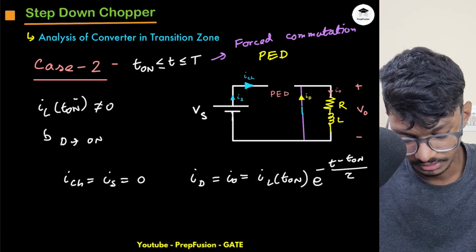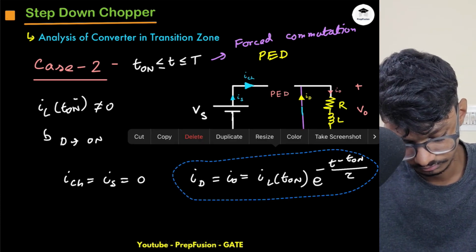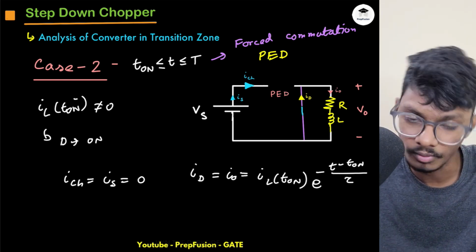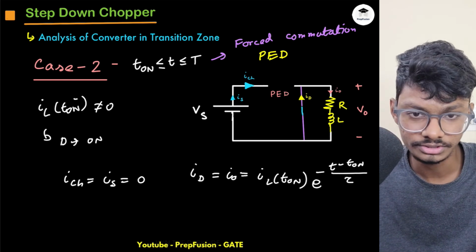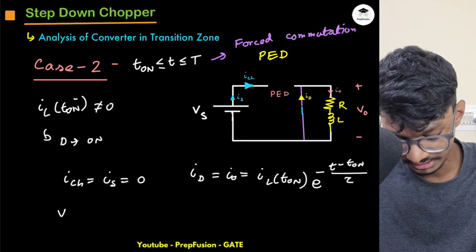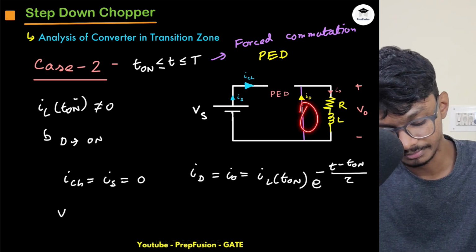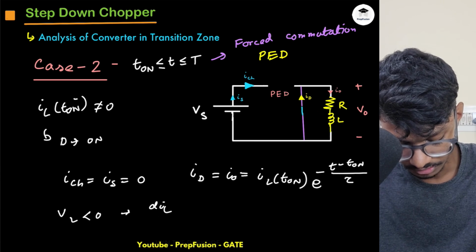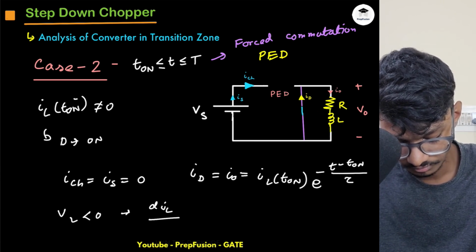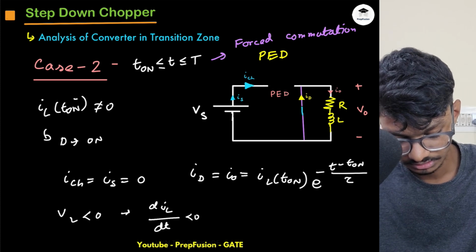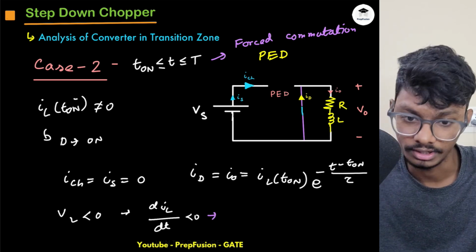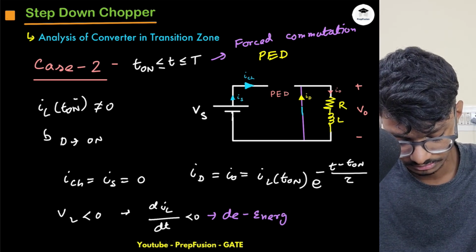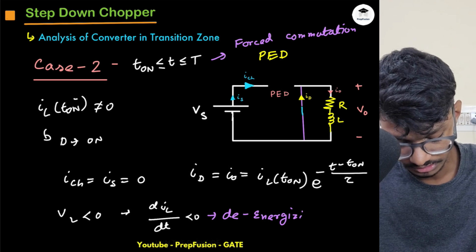Now what we will see next is that it is discharging. Basically, power is not flowing from load to source, but our VL this time will be negative. Why will it be negative? You simply apply KVL and you will see it is negative. So our VL will be negative, hence our dIL by dt will be negative, hence the inductor is actually de-energizing.